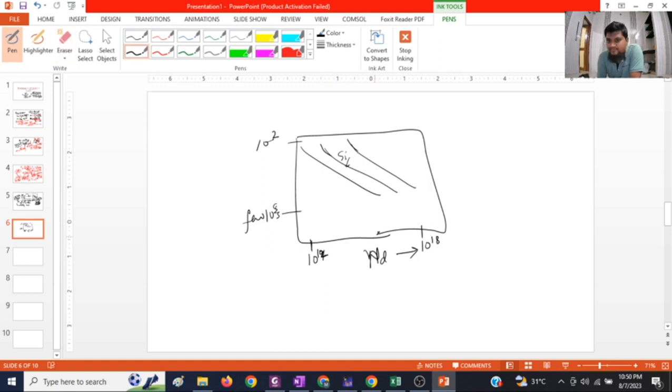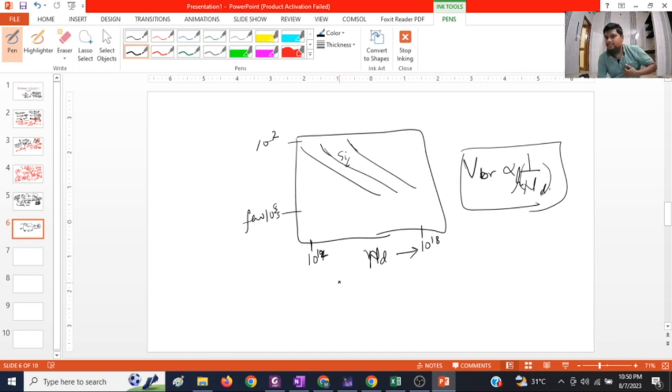Anyway, this VBR is generally not proportional, but it is on the logarithmic scale. Okay, I hope that I have covered these two topics, that means Zener breakdown and avalanche breakdown.